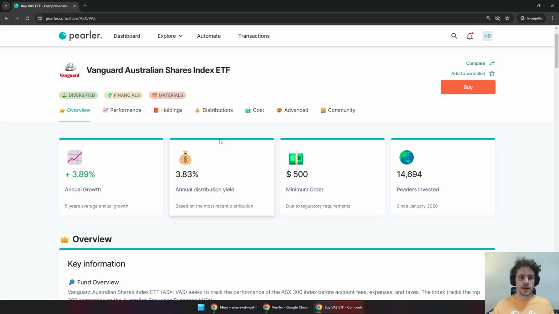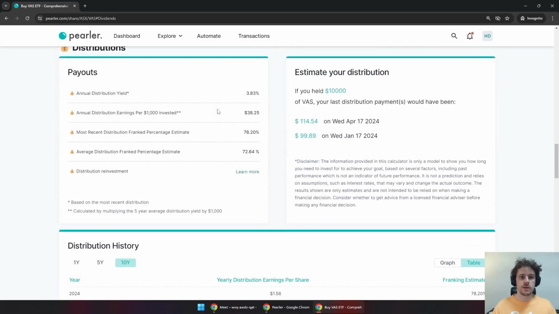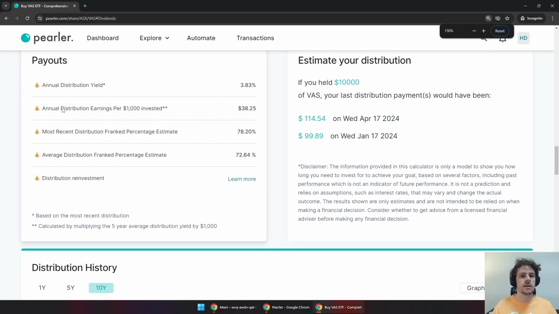And you'll see some information about dividends here. At the top of the page, firstly, you will see that there is a 3.83% annual distribution yield, and you can click on the distributions tab and go further down here and see more detail. We also represent this as the annual distribution earnings per $1,000 invested. That might seem redundant to people, but I wanted that added in because percentages are cool, but I think it's just one layer of abstraction from the literal reality that what it is saying is, if you have $1,000 invested, that's what was paid out last year.